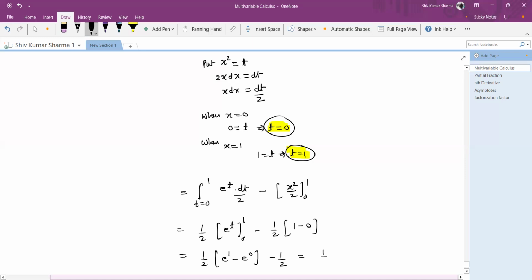So this is equal to 1 by 2, which we take common. So e raised to the power 1 is e, minus 1, and minus 1. So this gives us 1 by 2 into e minus 2. So this is our answer. Hope you understand. Thank you.